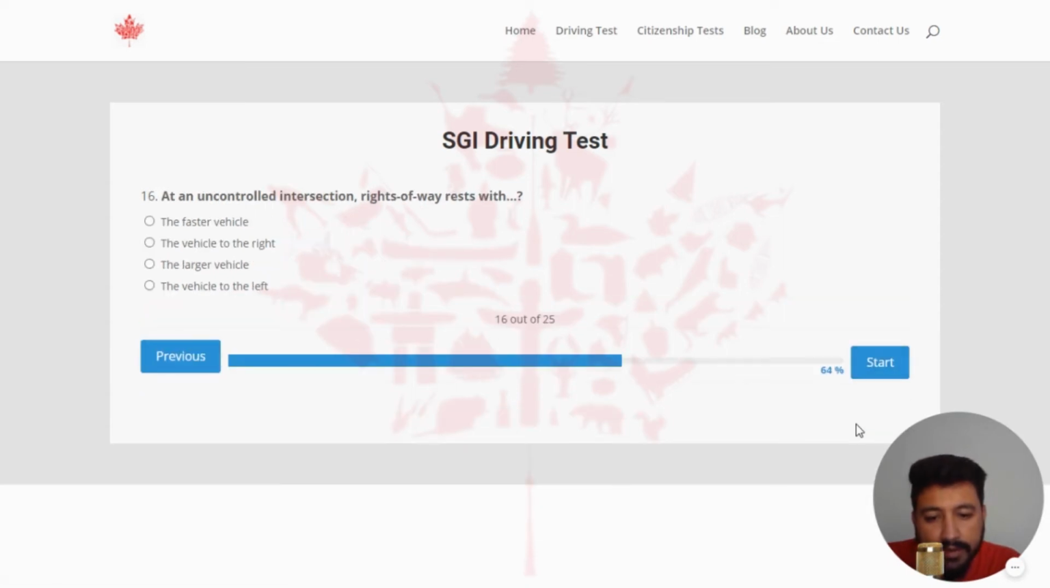Next, at an uncontrolled intersection, right of way rests with. The right answer of 16th question is the vehicle to the right. So I'm going to select the second one.